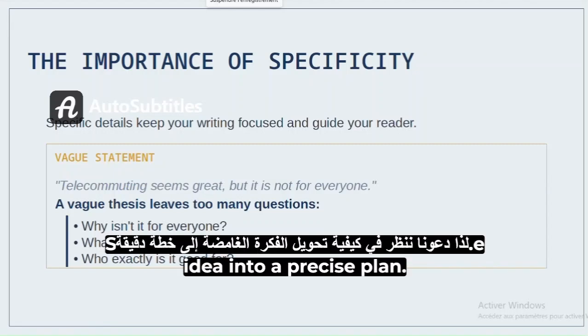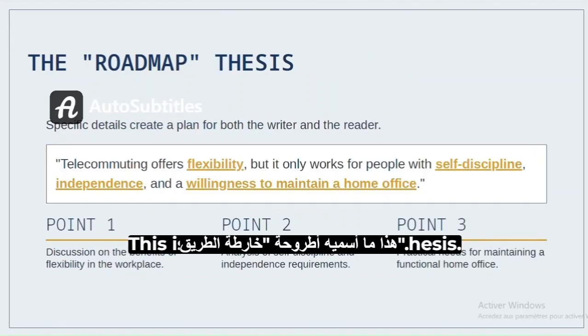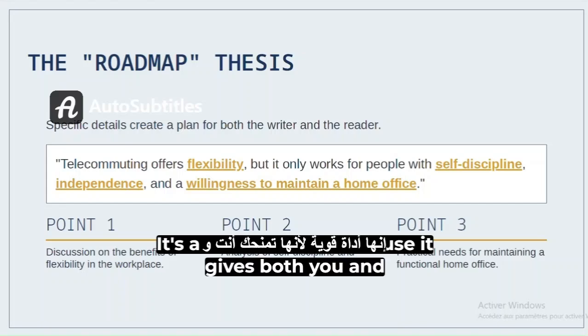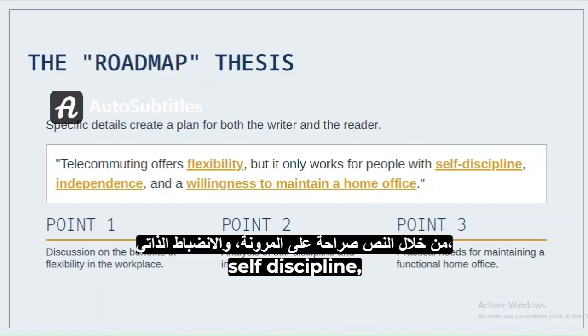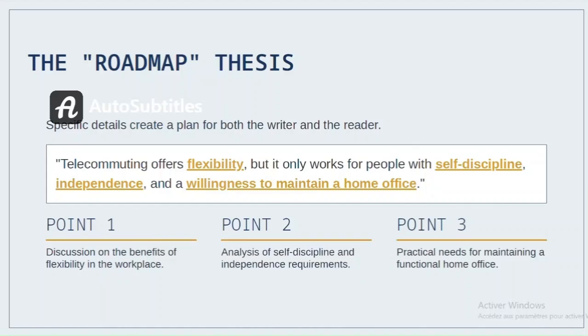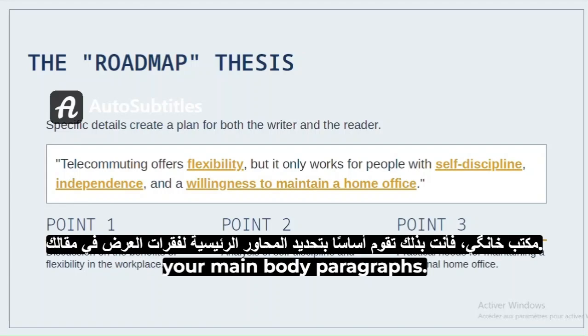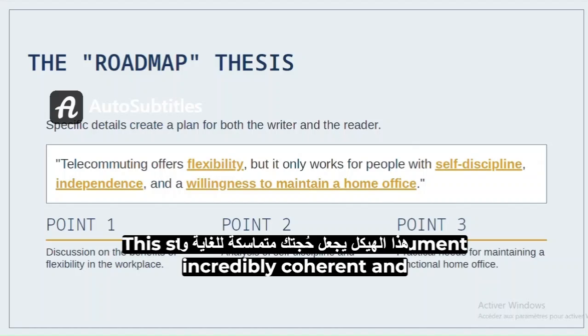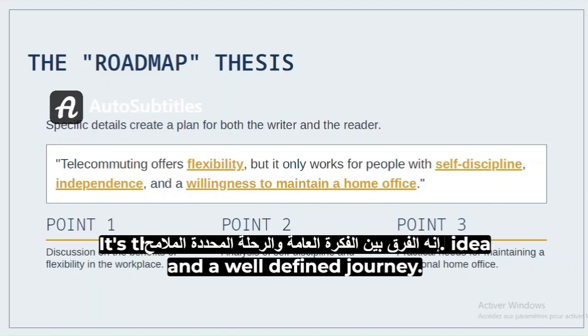So, let's look at how we can turn a vague idea into a precise plan. This is what I call a roadmap thesis. It's a powerful tool because it gives both you and your reader a clear plan for the entire essay. By explicitly stating flexibility, self-discipline, independence, and willingness to maintain a home office, you've essentially outlined your main body paragraphs. This structure makes your argument incredibly coherent and easy for your audience to follow. It's the difference between a general idea and a well-defined journey.